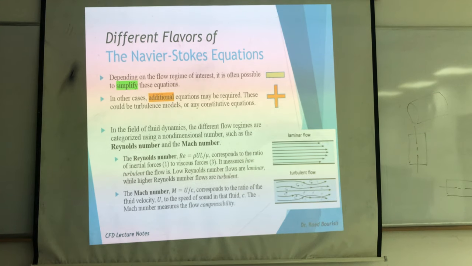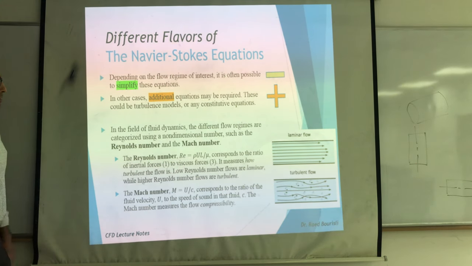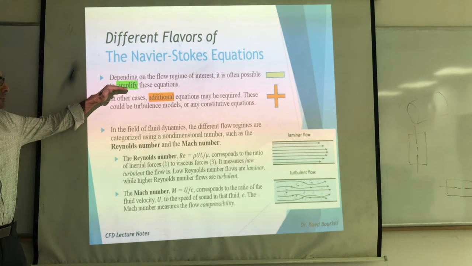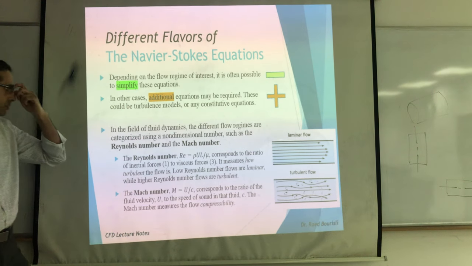So, depending on the flow regime of interest, it's often possible to simplify these equations where we could forget the time derivative, the transient term, and say, well, this is approximately, it's very slow with regard to the time scale of the experiment. My model is so slow, I will simplify it to the steady form. Will the 2D form? Will the axisymmetric form?